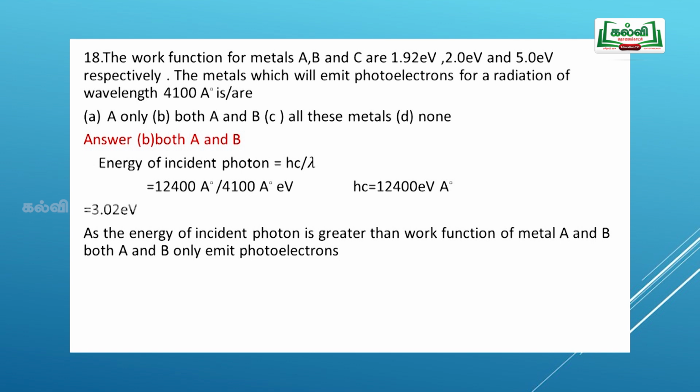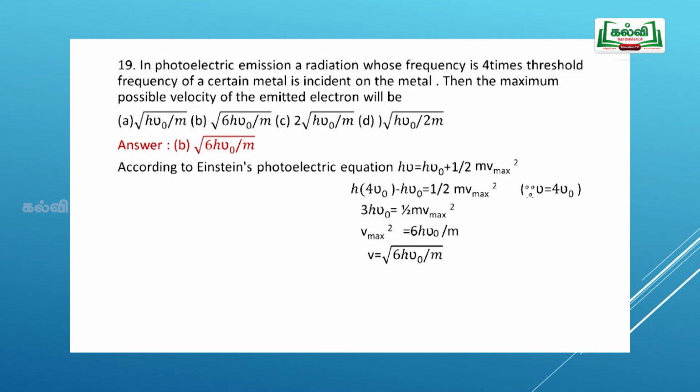So the energy of the incident photon is 3.02 eV, where metals A and B have work functions lesser than this energy of the incident photon. As the energy of the incident photon is greater than the work function of metals A and B, both A and B will emit. C will not emit as its work function is more than the energy of the incident photon. The option B is correct, which is both A and B. Next we'll move on to question number 19.